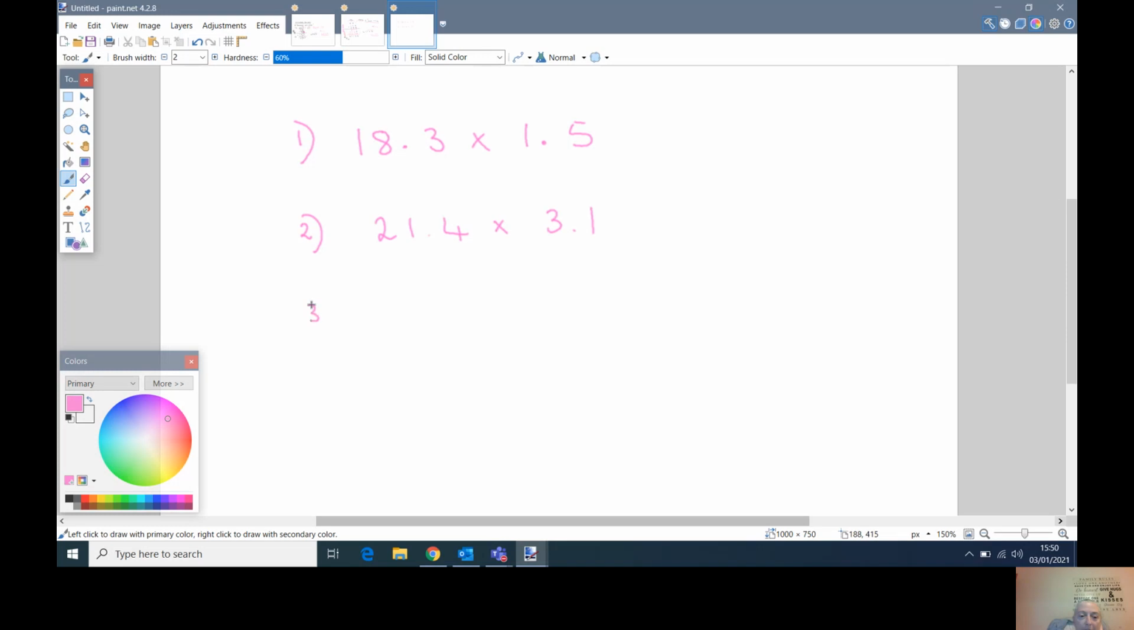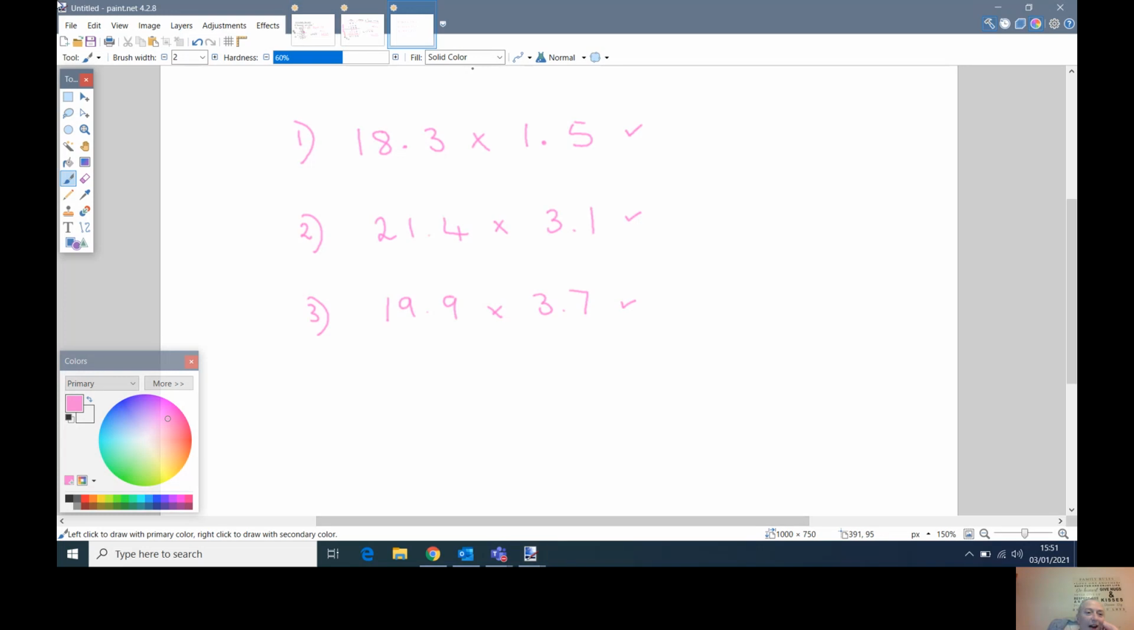And then number 3, let's do 19.9 times by 3.7. Okay, have a go at them. And the answer will be interactive, so your answer should come up as correct, hopefully.